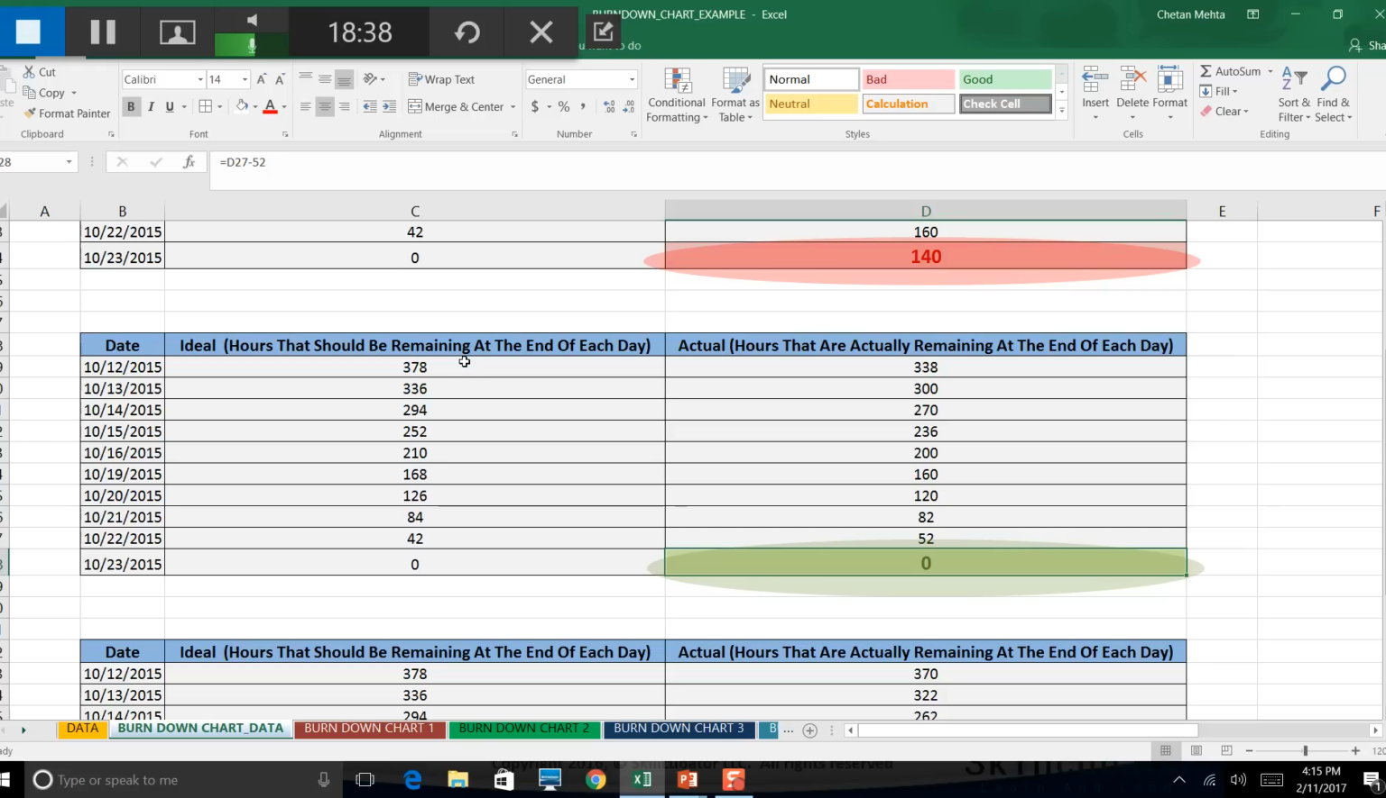Right? So even though my ideal burn rate is different, roughly when we average it out, we were able to finish all the subtasks and all the hours were burnt by this date. That's 0. We don't have anything left.